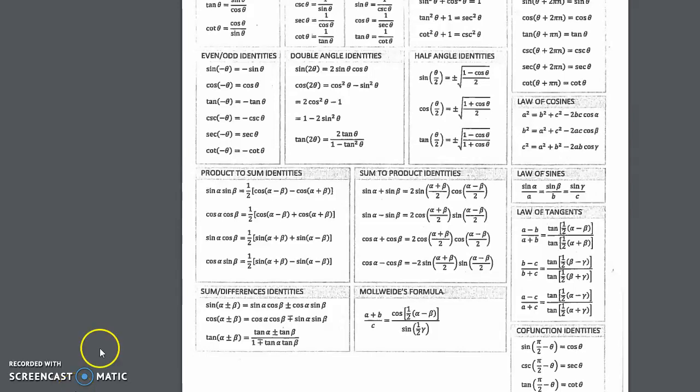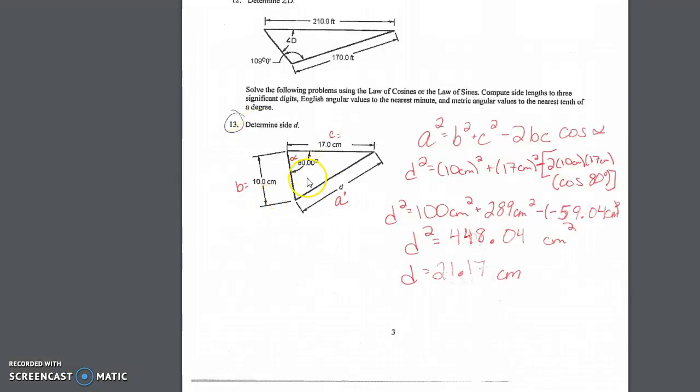Hello, Contemporary Math Apps. What I wanted to touch base with you guys on is I had a couple of questions on number 13, 14, and 15. For 13, 14, and 15, it's asking you to choose whether you use law of cosines or law of sines.